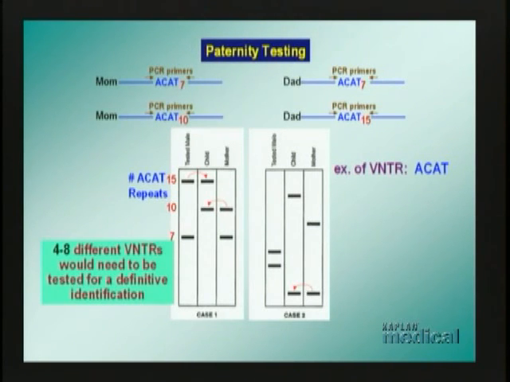And if in all cases there's always matching, the child did have a VNTR that was inherited from the tested male, at that point you can get rid of the verb could be to the word is the father of that child. So this is used in paternity testing. This can also be used for this genetic fingerprinting technique. This can also be used for forensic medicine and things like that.